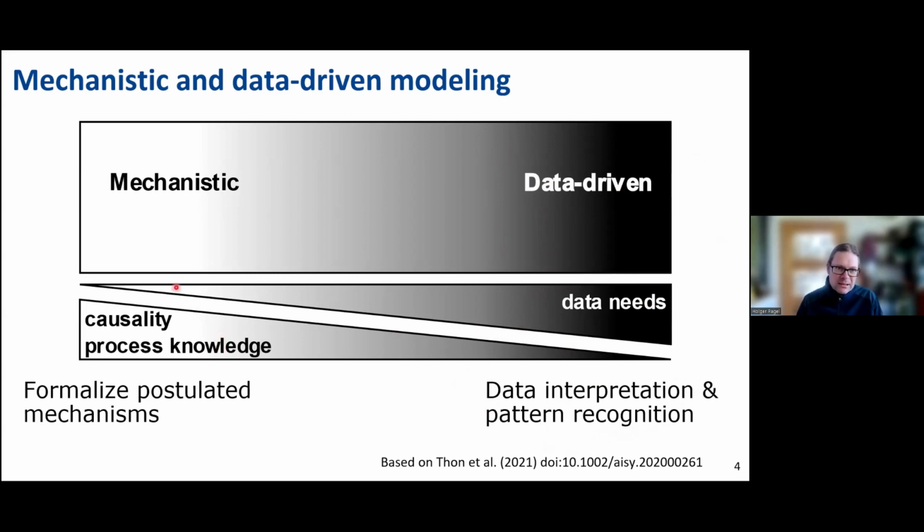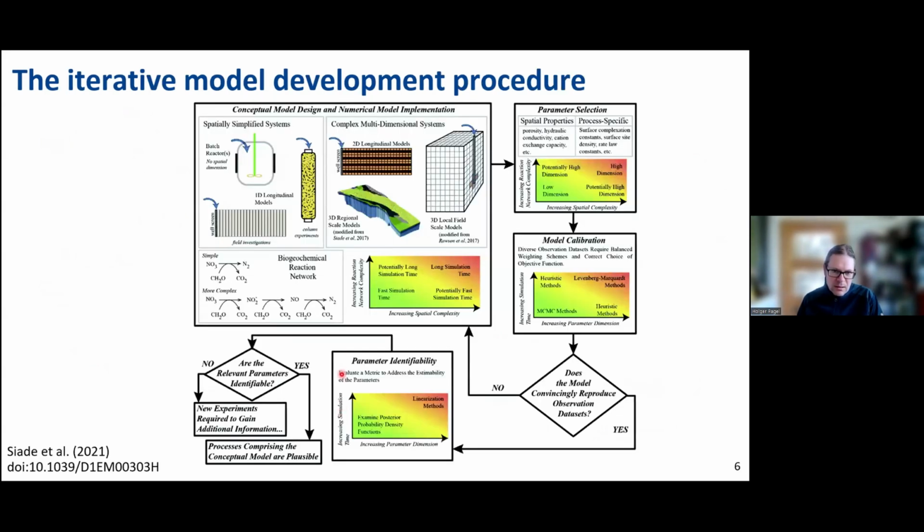So, in reality, the soil systems models that we work with are not fully on the mechanistic side because we are simply lacking the knowledge to be able to set up such models. They are somewhere in between the mechanistic and data-driven, but more on the mechanistic side. And what you can see here is a typical iterative model development procedure, or an idealized model development procedure.